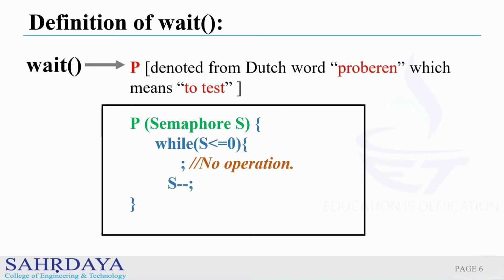So we can say that the wait operation actually checks or tests whether or not a process is able to enter the critical section area or access the resources. Whenever the condition that the value of S is less than or equal to 0 is satisfied, that means some other process is utilizing the resources or accessing the critical section area. So the process in the current waiting state should stay within the loop. This is what the wait operation signifies.